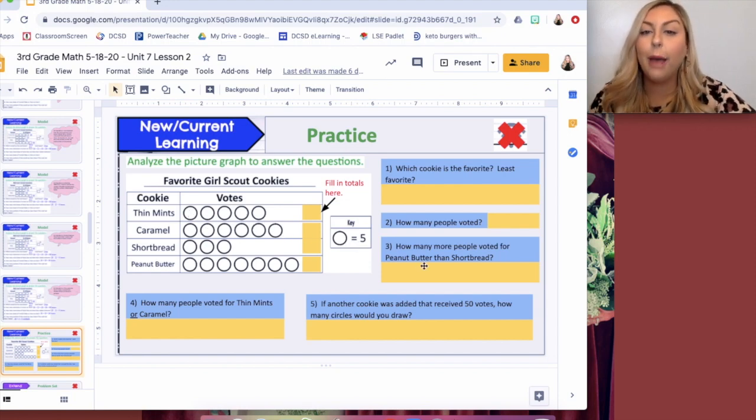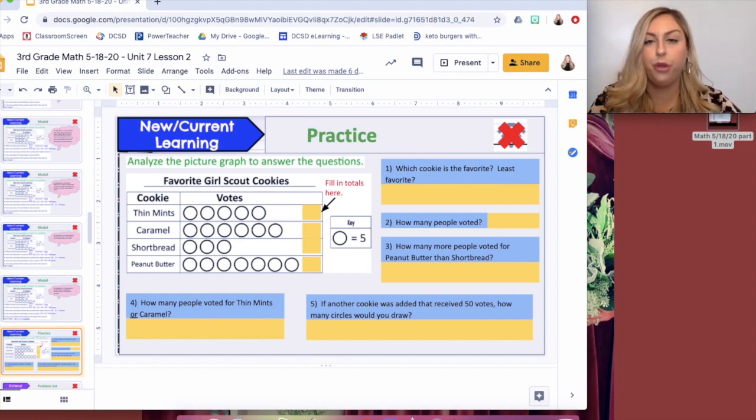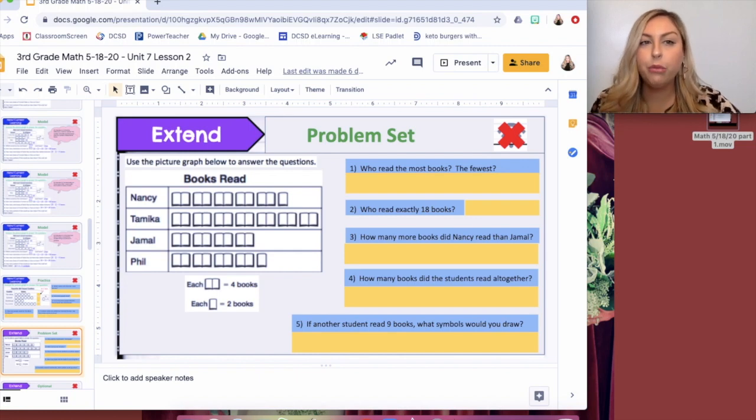Number 3, how many more people voted for peanut butter than shortbread? So you're going to look at the peanut butter, and you're going to subtract from the shortbread to get how many more voted for peanut butter. Number 4, how many people voted for Thin Mints or caramel? So you're going to do some adding there. Number 5, if another cookie was added that received 50 votes, how many circles would you draw? So think about that key when you're answering that question. And if any of these are confusing for you, hop back up to the model slides just before this. That'll help you.